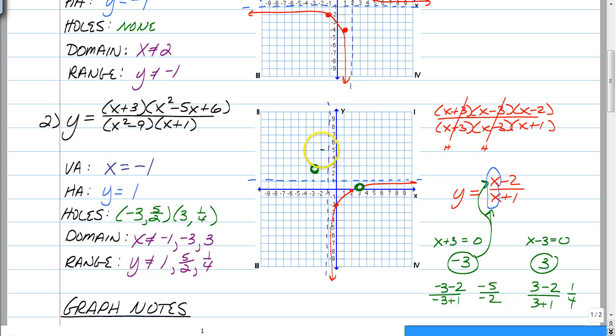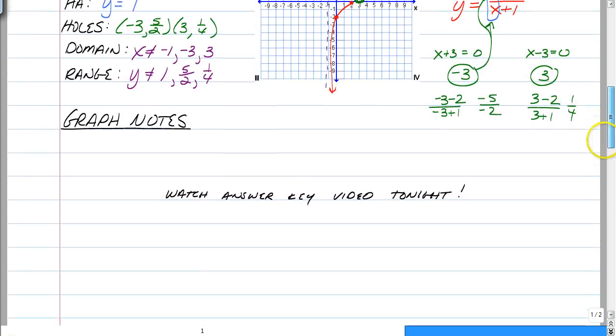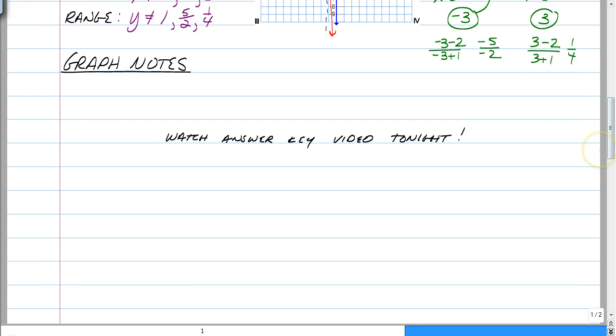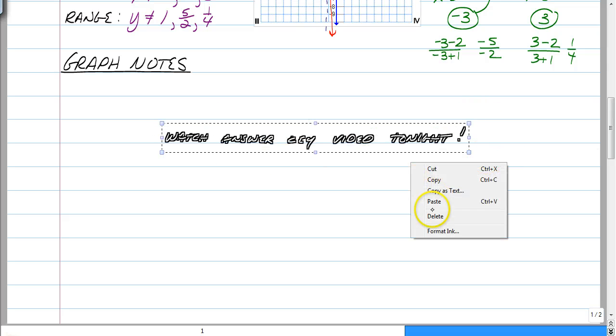And over here, we're going to have a couple of points as well. And then you're done. So that's it. You should now be a graphing pro. So I left you this room for a little bit of graph notes. As you saw, it said watch the answer key tonight. Well, this is why. I just wanted to recap again everything that you need to know.